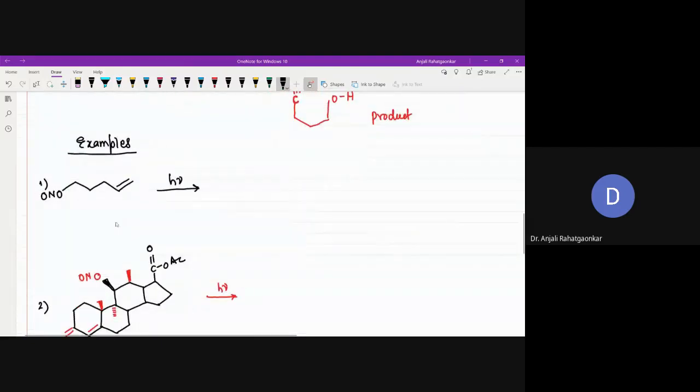Now let us see the mechanism in this molecule. So mechanism is, सबसे पहले हमने नाइट्रोसो ग्रुप को इरेडिएट करके हमें रेडिकल निकालना है. So this is an oxo radical and we have a nitroso radical.